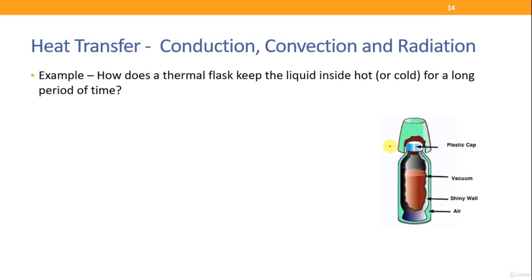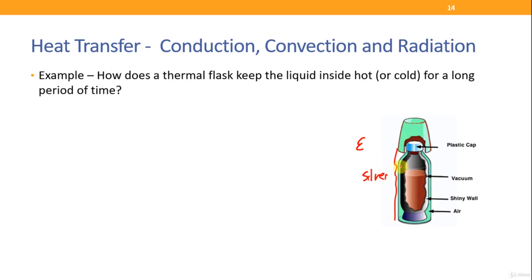How does a thermal flask work? If you have seen a thermal flask before, usually you'll notice that the surface of the flask is light in color or very shiny, like silverish in color. And that is to reduce the emissivity value, such that heat transfer by radiation will not be so easy.